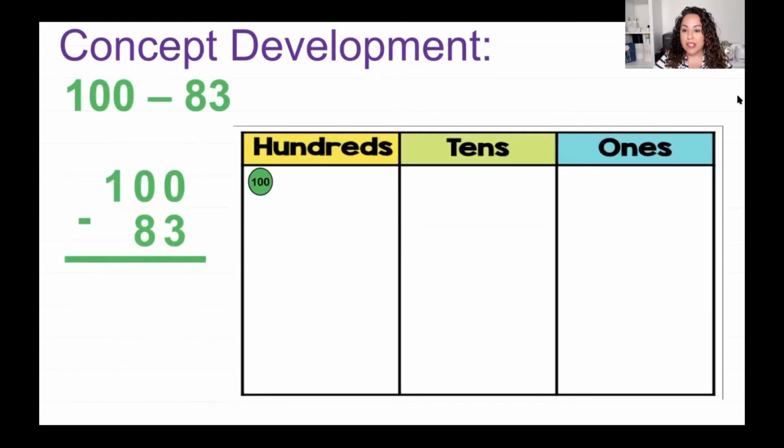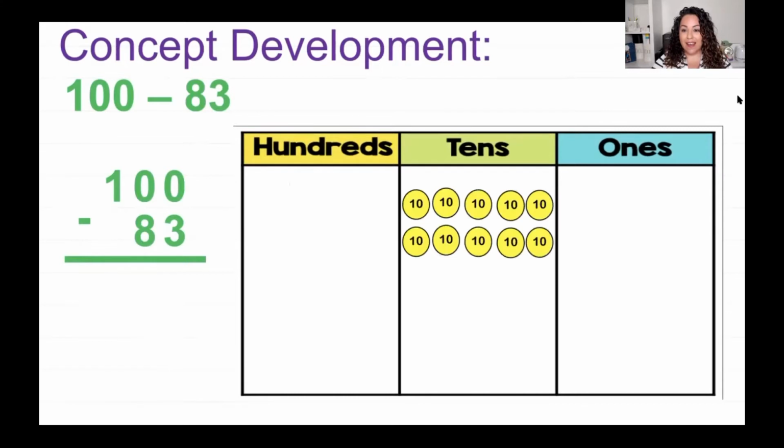First of all, let's start with just making 100. So there's my 100 right there. And then we're going to do what we did on the last place value mat. I need to get some tens, and I also need to get some ones. So let's go. There's my 100, and I have 10 tens. So let's go ahead and get some ones.